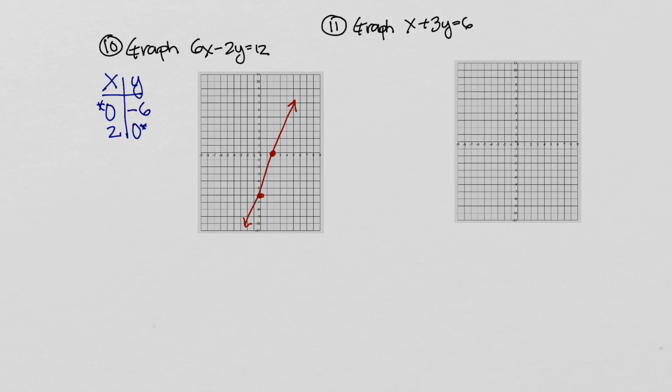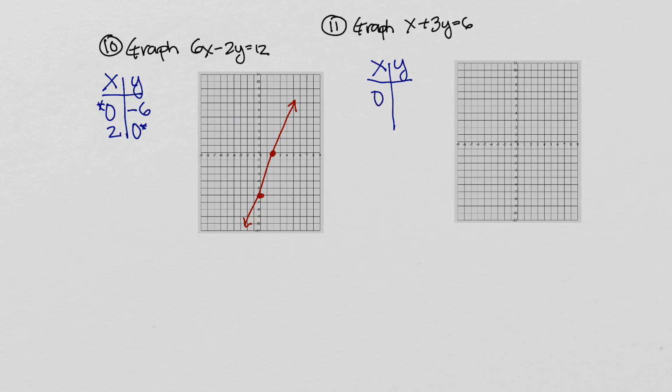So for problem 11, we'll do pretty much the same thing as problem number 10. We need only 2 points, so we'll create our table. And notice we've got the right form here. The variables are on the left side, the constants are separated on the right. And these coefficients, 1 and 3, both divide evenly into 6. So this method, the intercept method, is a good method to use.